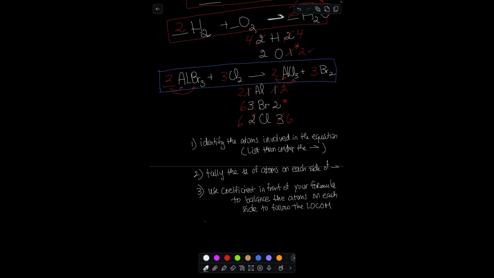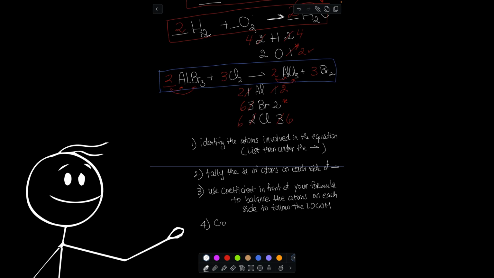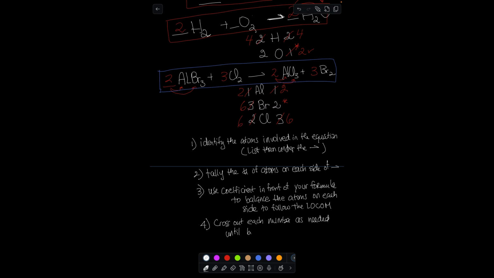Okay? And then what you're going to do is cross out each number as needed until both numbers on the sides of the yield sign match. Sometimes you're going to have to do this multiple times.